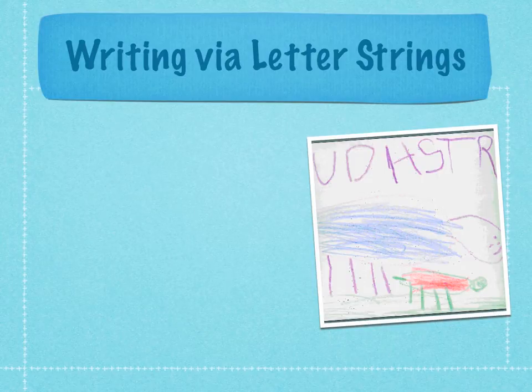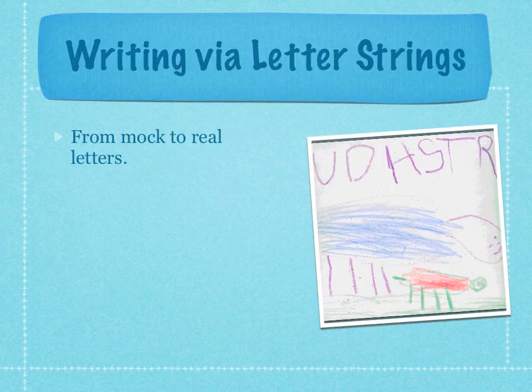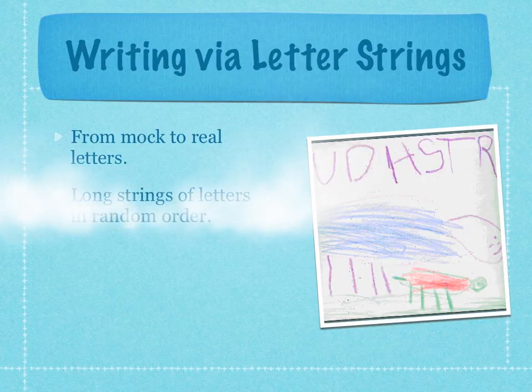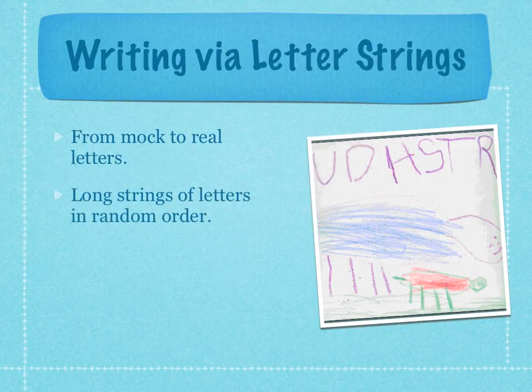As they begin to really consider and think about the ways that more conventional letters are used, we begin to see letter strings. And we move from this mock letter to real letters, and we see them in random order. So oftentimes, like in this example, we see this letter string that oftentimes stands for a sentence or maybe a word itself, but there's often not necessarily a correlation between the letters that are in the letter string and the words that are being read. As children develop and progress, this will change.